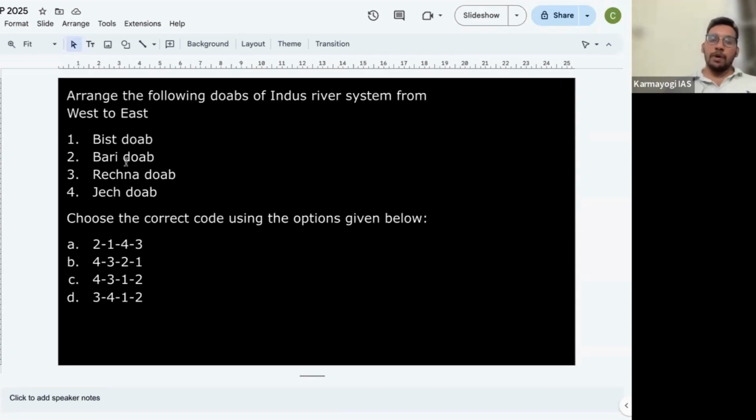Bari Doab is the one which is formed between Ravi River and Sutlej River, right? Rachna Doab is formed between the Ravi and Chenab, and Jech Doab is formed between the Jhelum and Chenab. So the first is Jech Doab. Oh, they are asking west to east. So Jech Doab and then Rachna Doab, Bari Doab, and Bist Doab, right? So the answer is B, right?